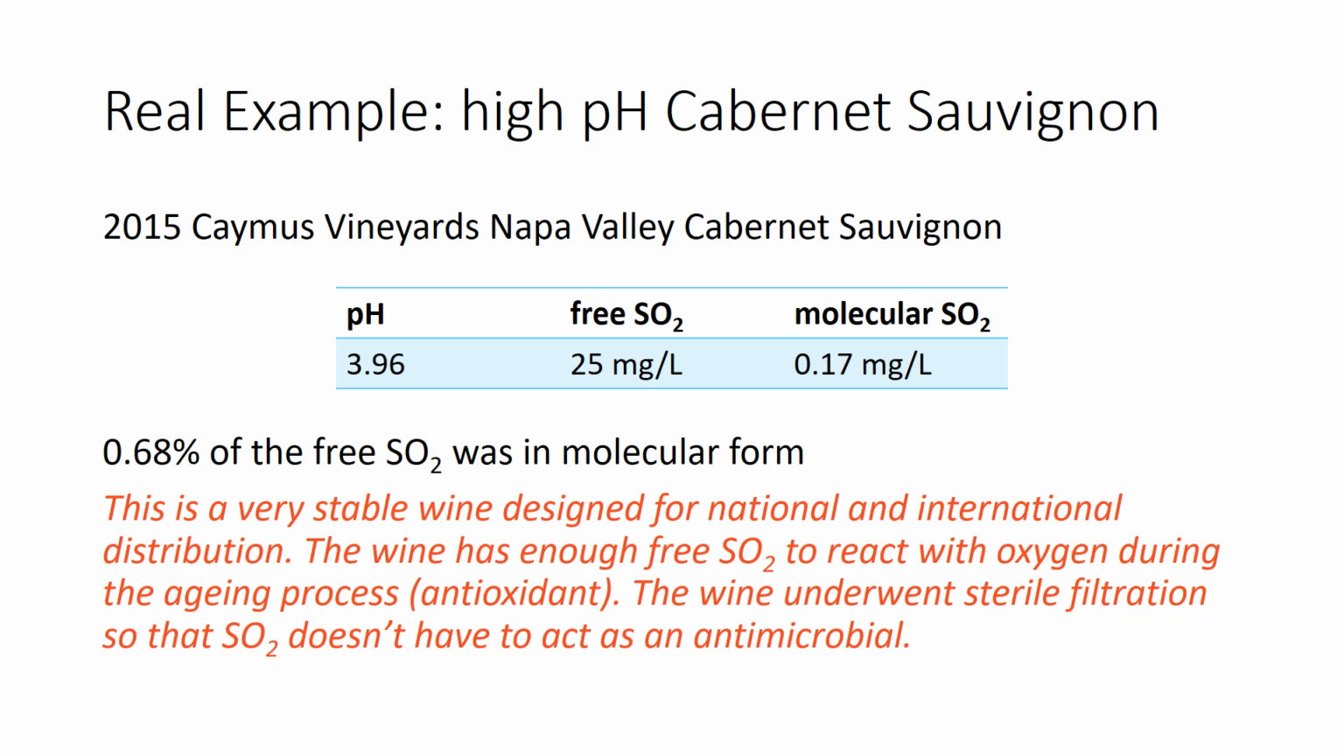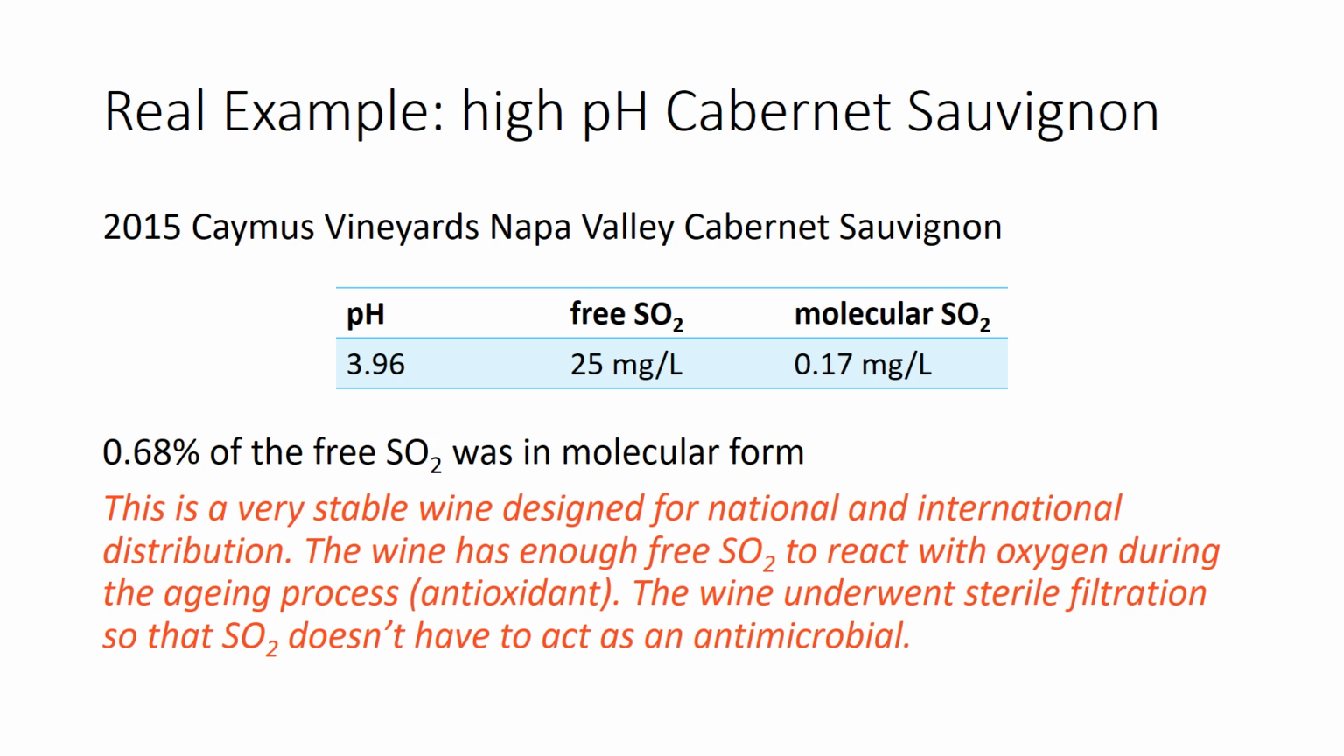So I think this is a really cool example of what a single pH point can do. And I don't mean to demonize this wine in the slightest. This is a very stable wine that's designed for national and international distribution. And that free SO2 level is a very safe level, so that when the wine ages and oxygen naturally goes through the cork, that SO2 level is high enough to be depleted.